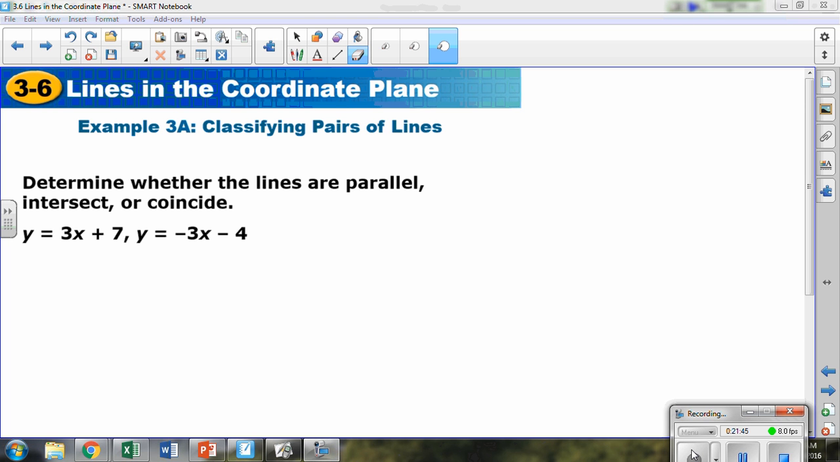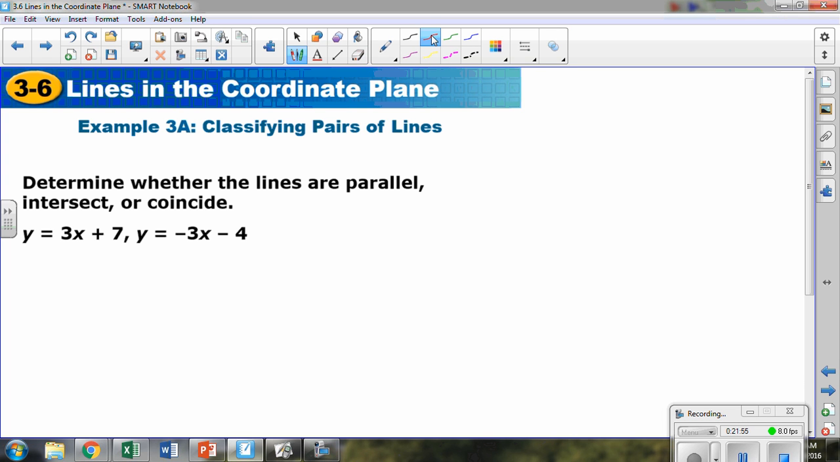So, look at the lines. Are these parallel? Do they intersect? Or do they coincide? The first thing to check is the slope. The slope is 3. And the slope is negative 3. Are the slopes the same number? No. Because the slopes are different, those are intersecting lines. Done. There's no writing at all. It's just, do you know the correct location to look in the line? Do you know what the actual relationships are?